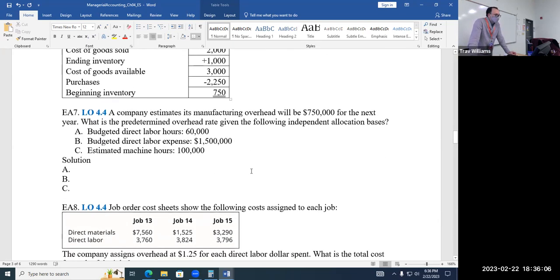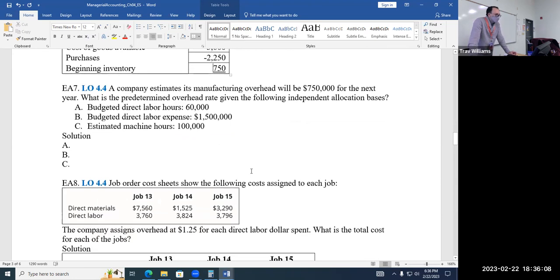All right, let's move on to number 7. So now we're into overhead. This company estimates overhead will be $750,000. Okay. What is the predetermined overhead rate?